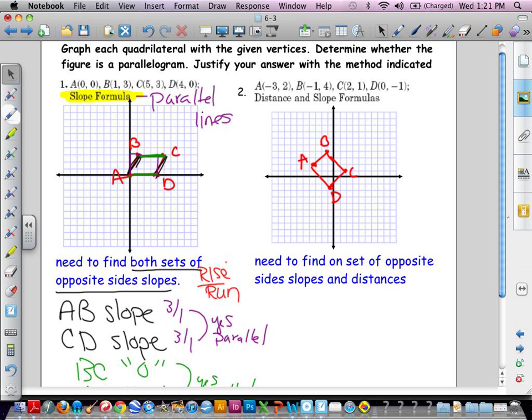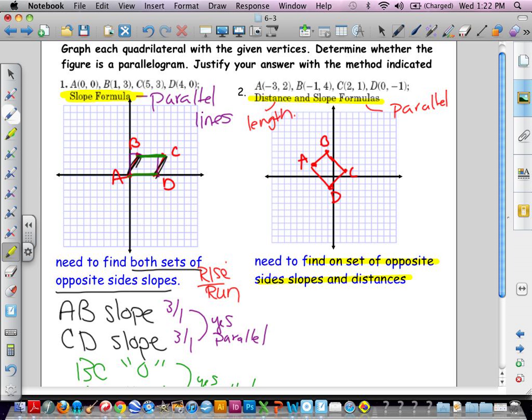I've already graphed it. You may have to pause and then come back after you're done graphing. This time, it's asking me to use the distance formula and the slopes. So when I do slopes, I'm thinking of parallel. When I do distance formula, I'm thinking of the length. So I'm going to do parallel and equal sides. So I need to find one set of opposite sides, their slopes and their distances.